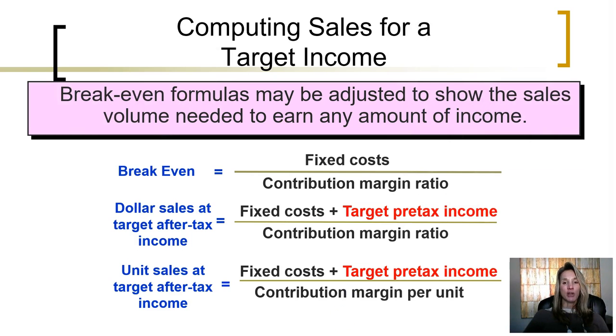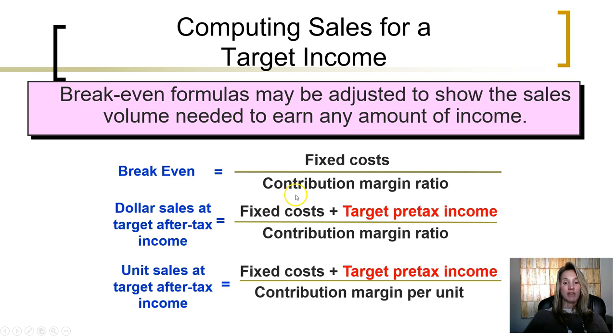Now with the target pre-tax income, in other words, we have the after-tax income converted to a pre-tax amount, we can use our basic break-even formulas and adjust them slightly to show the level of sales volume needed to earn the targeted amount of income.